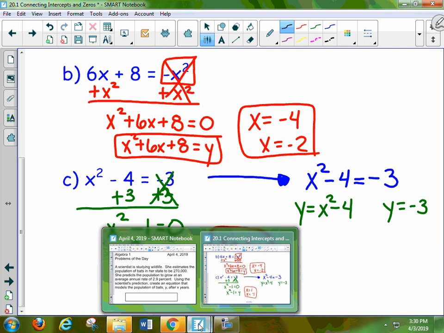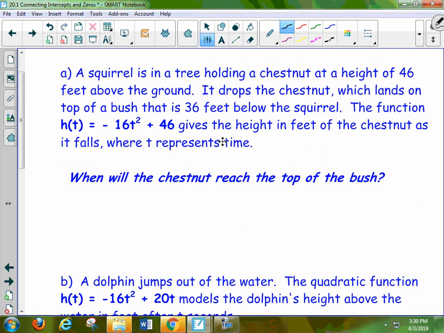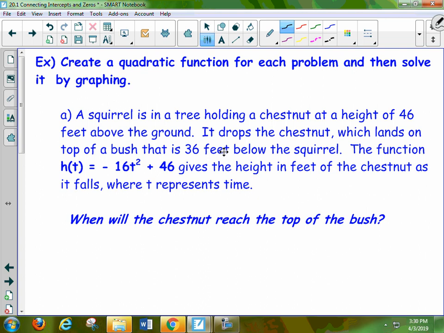Now, the last part of this lesson then is our lovely word problems. But again, we're going to use Desmos to our advantage here. We're going to create a function. It says create a quadratic function for each problem and then solve it by graphing. The biggest thing of this that I'll tell you guys for the AIR test is to make sure you understand what the question's asking you for. That's the analysis part. It's the critical thinking, problem solving. We can put it in Desmos all we want, but unless we know what they're looking for, that's the hard part.